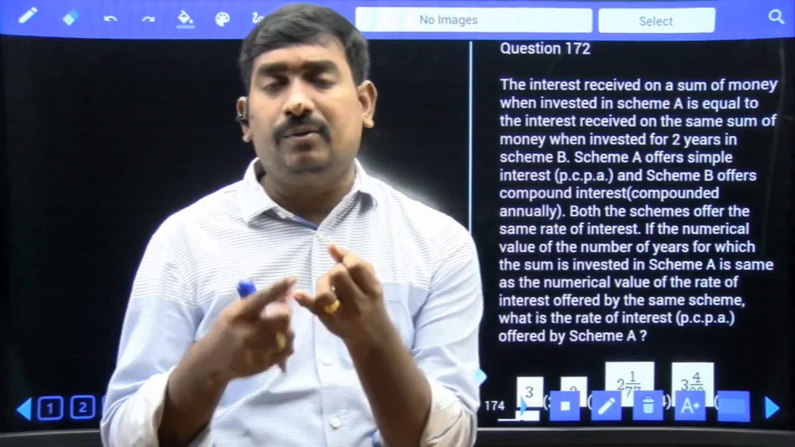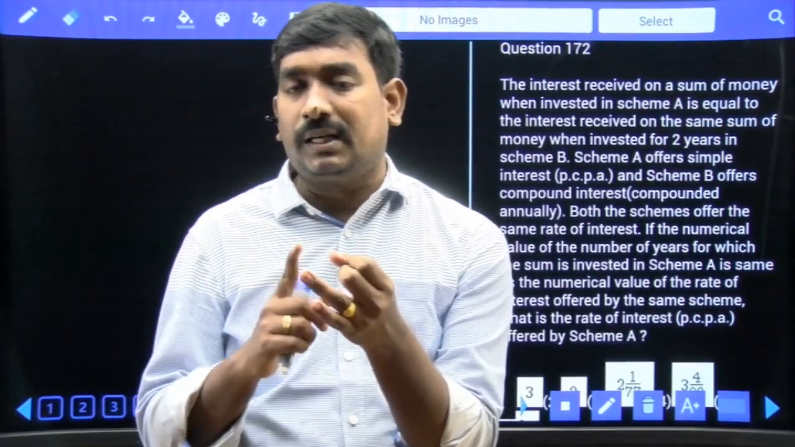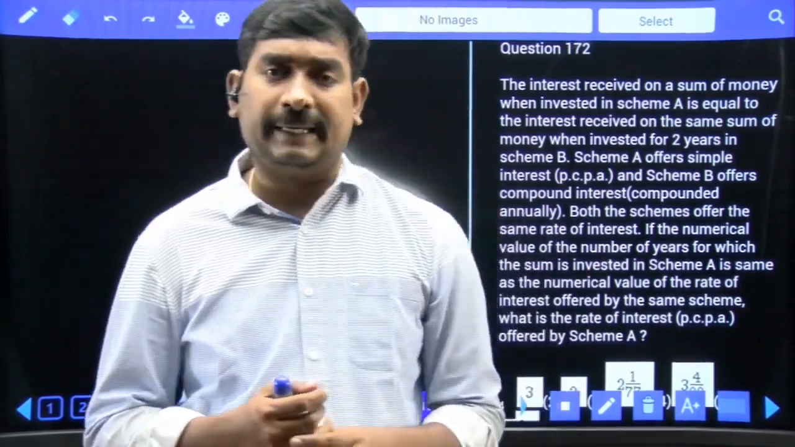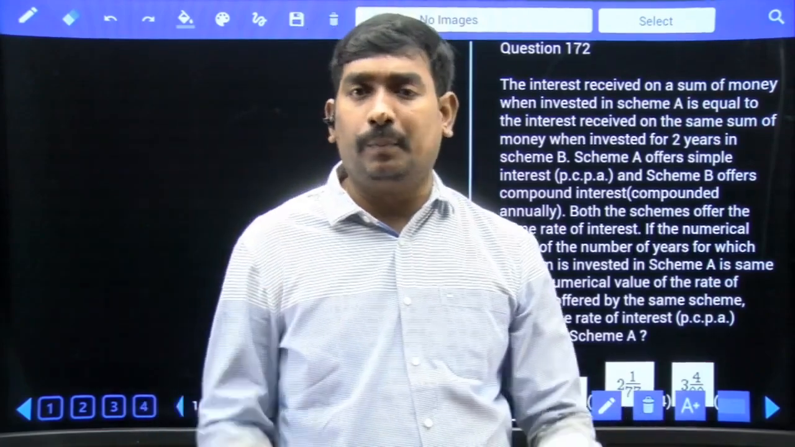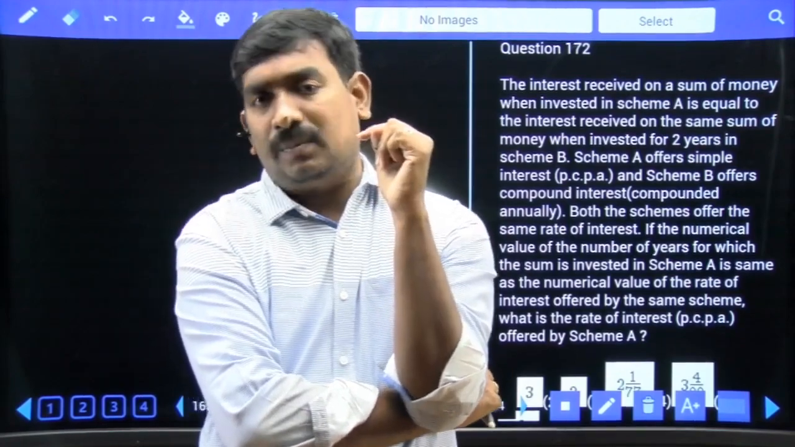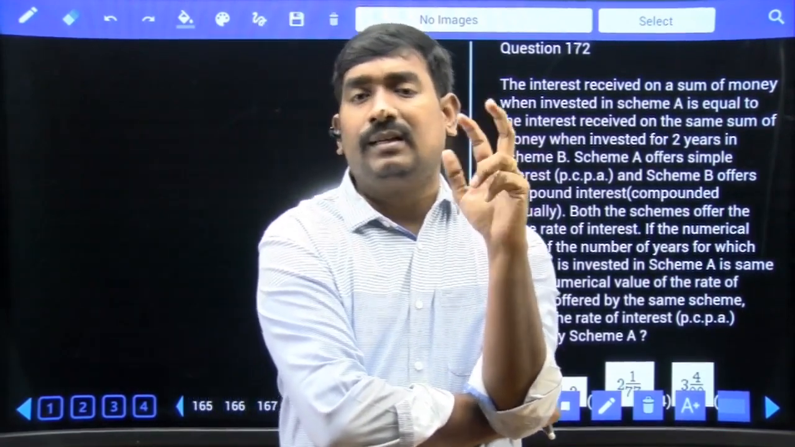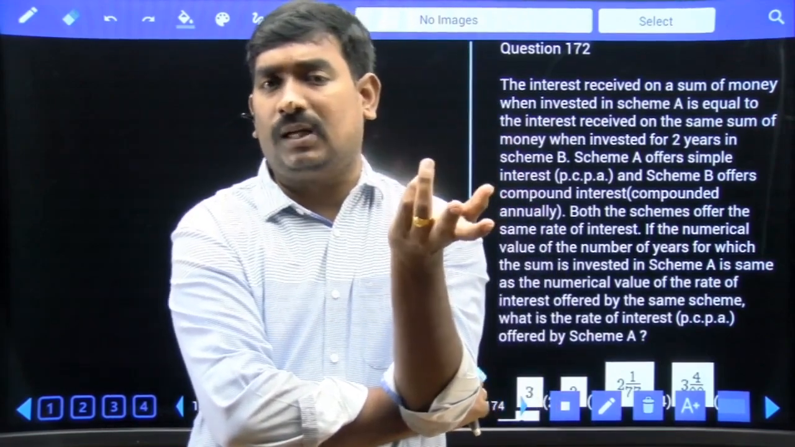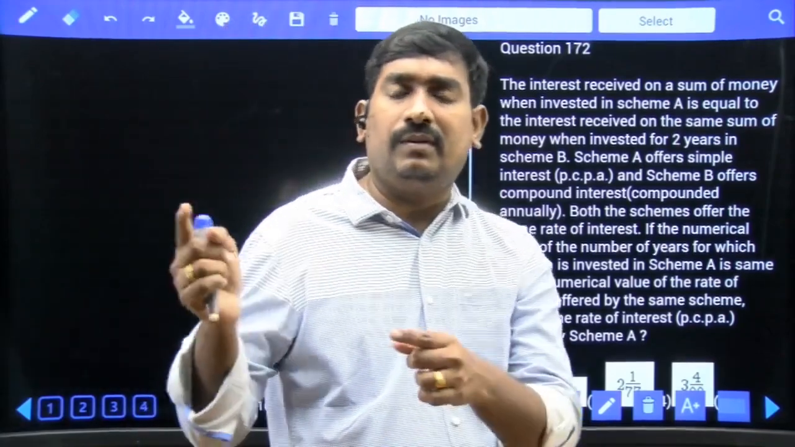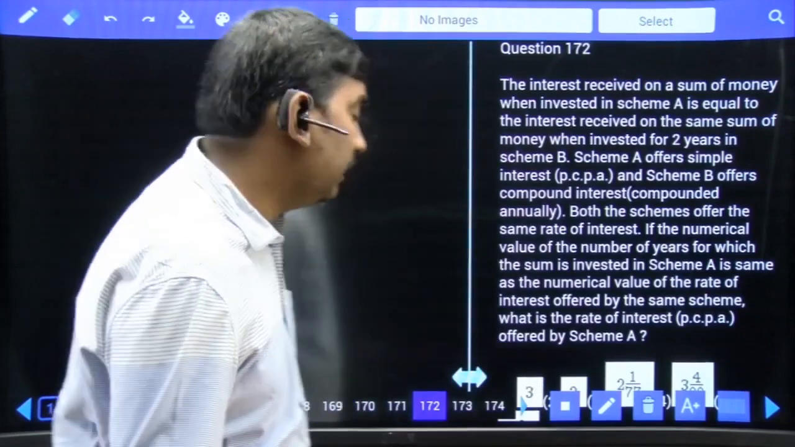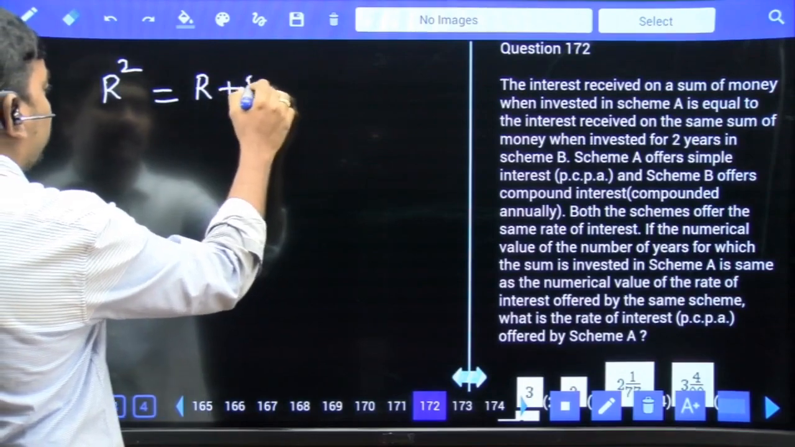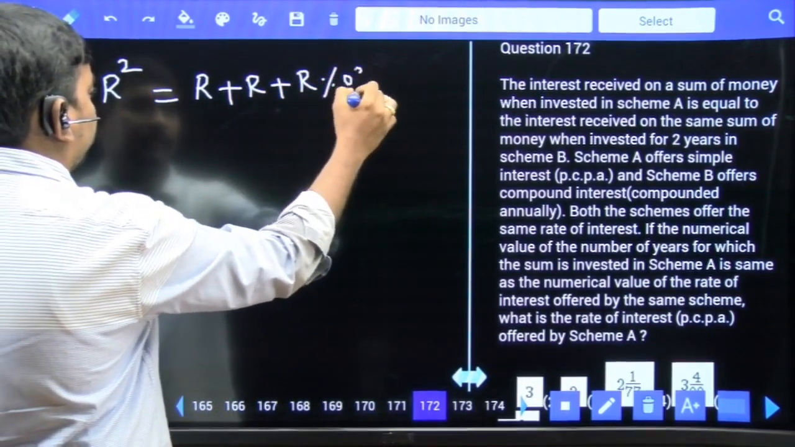In scheme A, time period and rate of interest are both the same, whereas in scheme B the time period is 2 years. Scheme A interest and scheme B interest are also the same. Scheme A is simple interest, scheme B is compound interest, with the same principal. Simple interest for 1 year with rate of interest R% is R%, for 2 years 2R%, 3 years 3R%, 4 years 4R%, 10 years 10 into R%. But in scheme A, the time period is also equal to the rate of interest, so T equals R. Then R into R, which means R square, is the interest in scheme A. Scheme B compound interest means R plus R% of R.